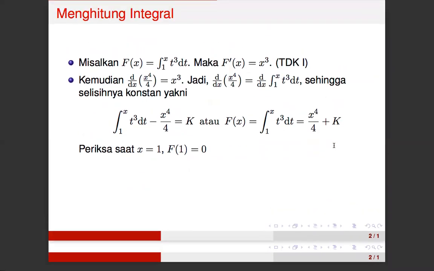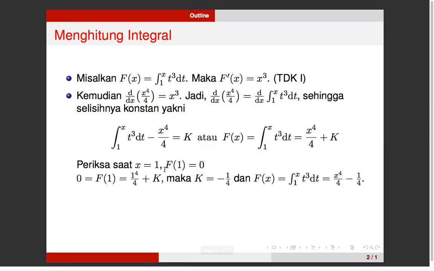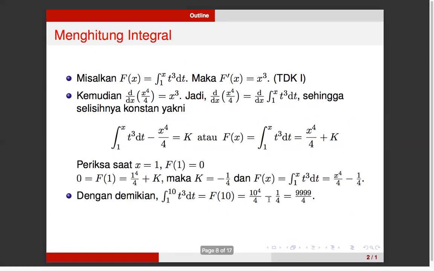Therefore, our k is minus 1 over 4 because it will be 0. And then we can write back this x, this 1 into x, f(x) = 1 over x, t cubed dt becomes x to the power 4, minus 4 minus our k is 1 over 4, right?